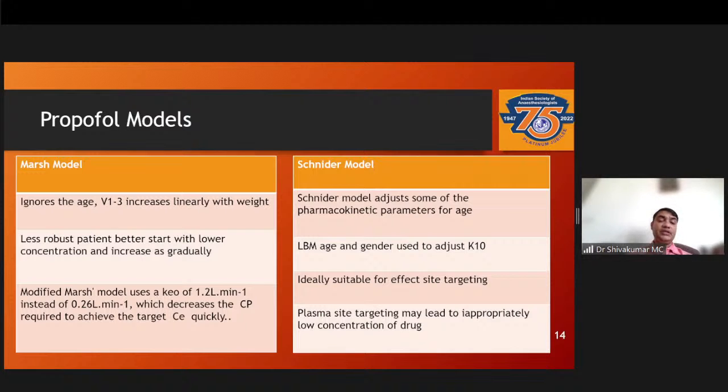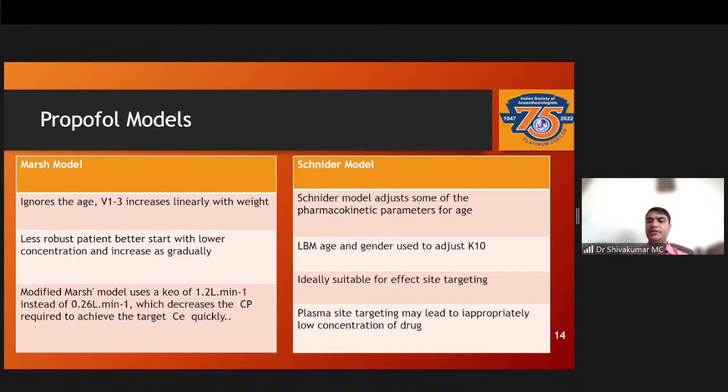So instead, the regular Marsh model, it is 0.26, it takes a longer time. So the Marsh model is suitable for plasma targeting. If it is less robust patients, or patients who are critically ill or more labile, it is better to start with a lower concentration or use the Schnider model.